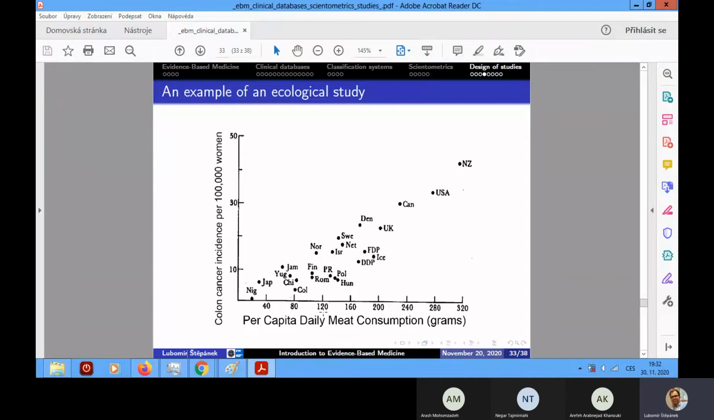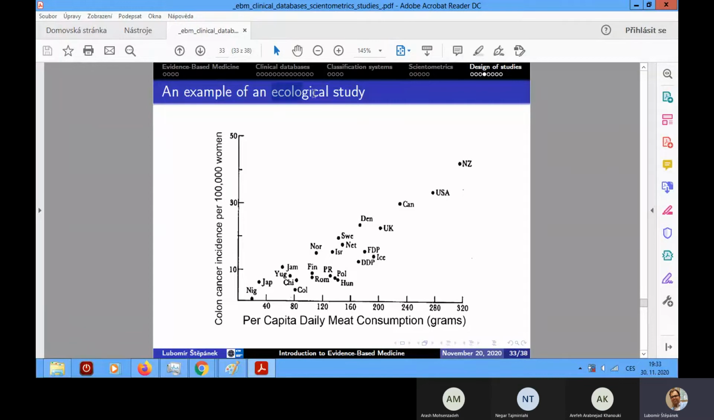Okay, we can get both numbers. I think that I can get both variables: meat consumption in grams per capita on a daily basis, and colon cancer incidence for some number of women at risk. I can get these two kinds of variables in 1 hour. So I can get this kind of plot maybe in 2 hours. So it's rather quickly done science. And where is the problem?